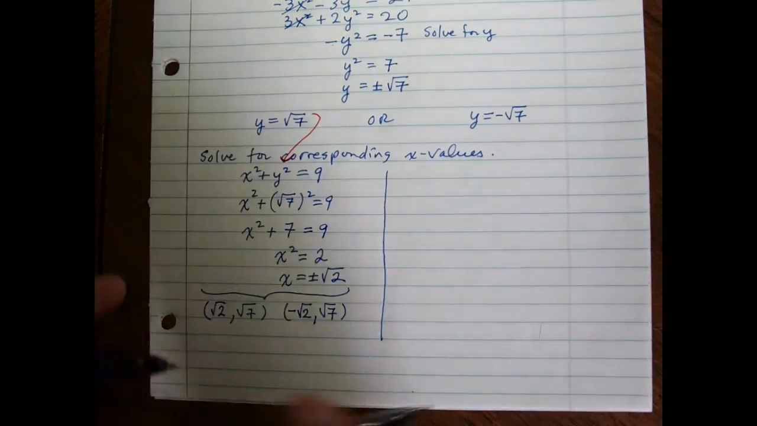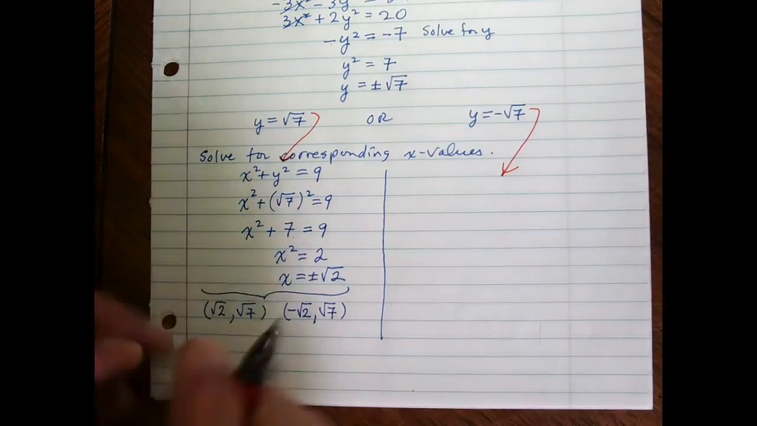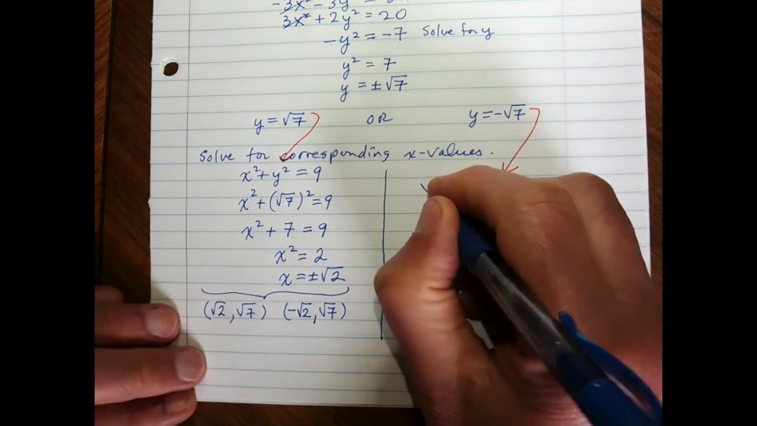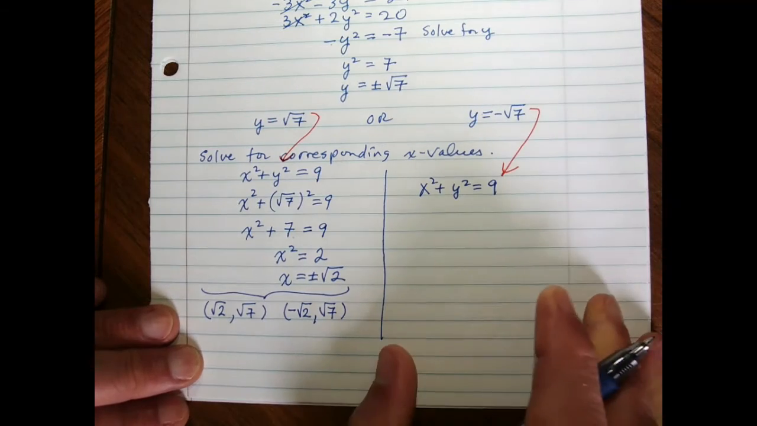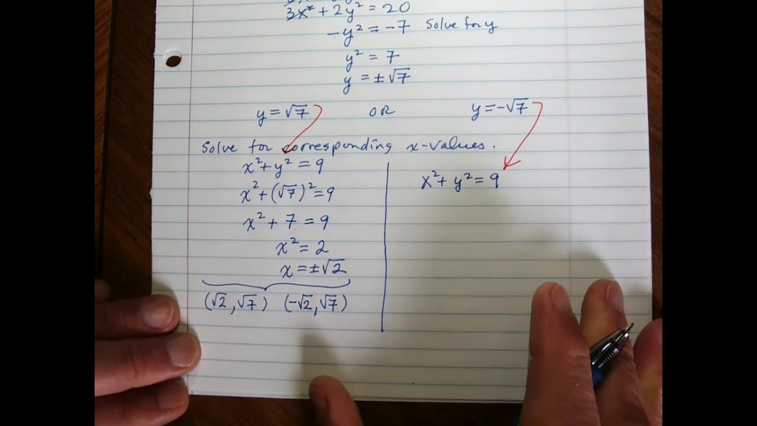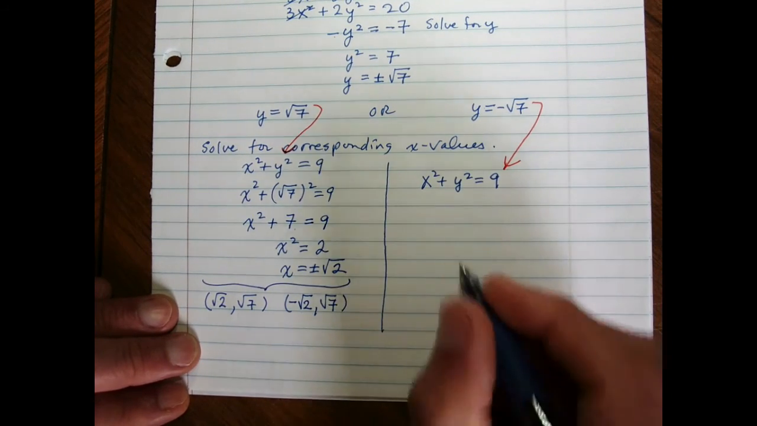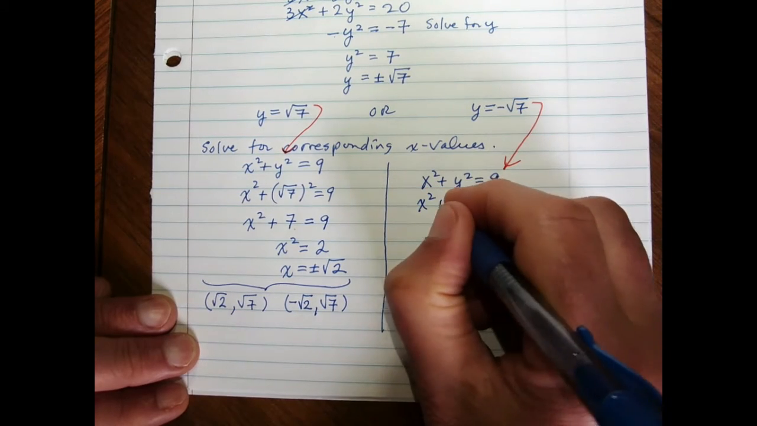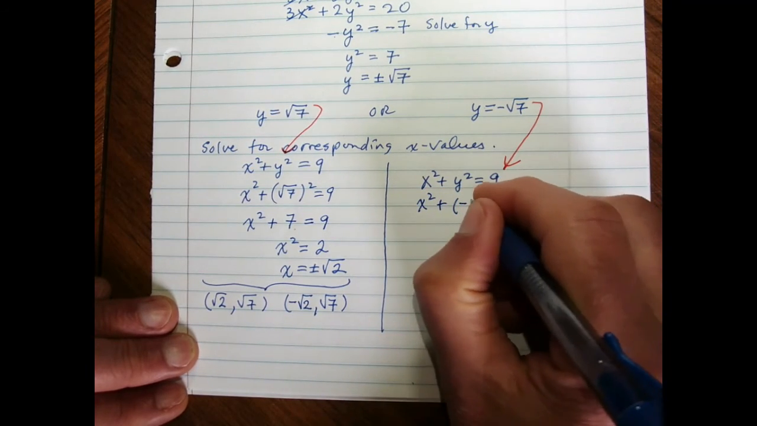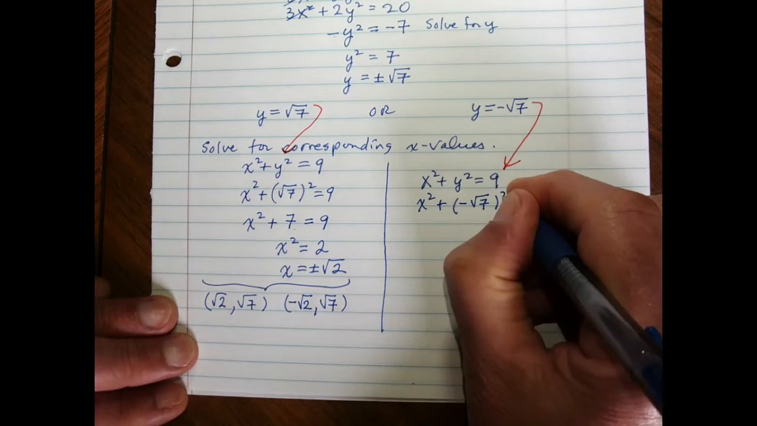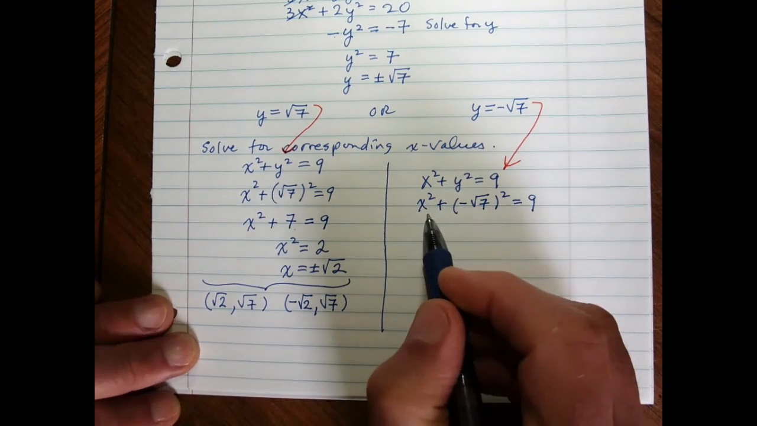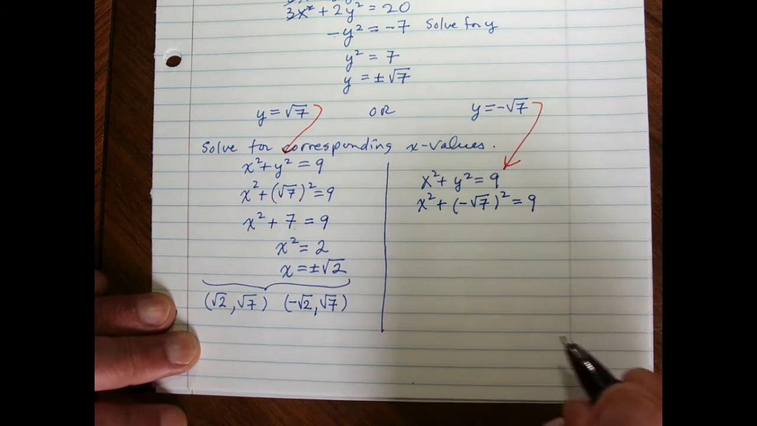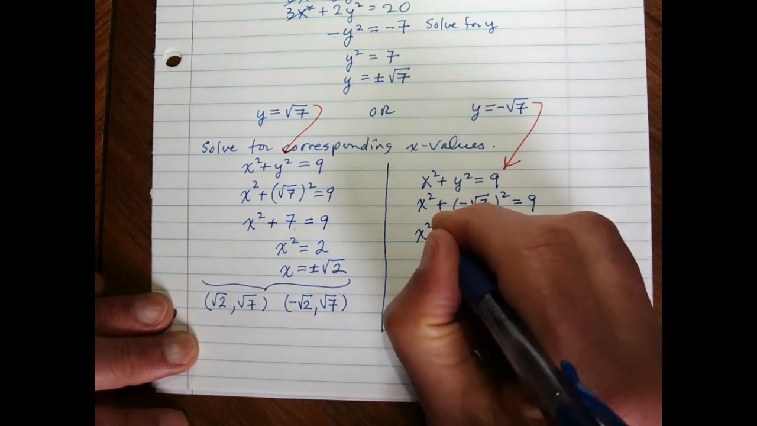And now that was only my analysis of the positive square root of 7 for y. We also have the negative square root of 7 for y. That also has to be plugged in to one of these equations in x and y. So I'll use x squared plus y squared equals 9. And let's see, x squared plus negative square root of 7 squared equals 9. And I got to find the corresponding values of x for that y value.